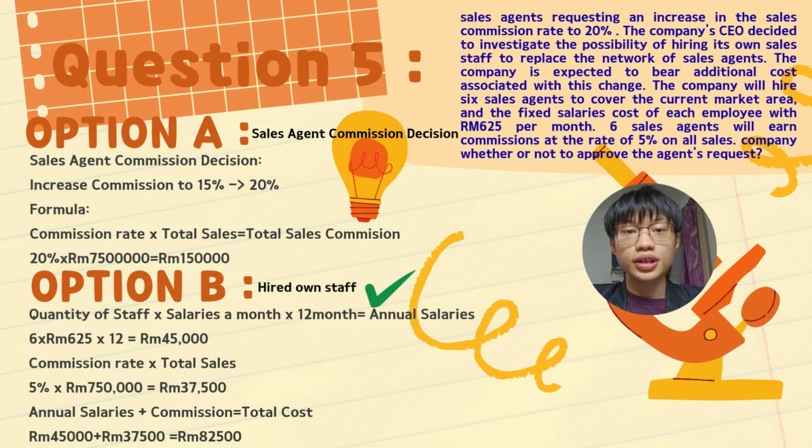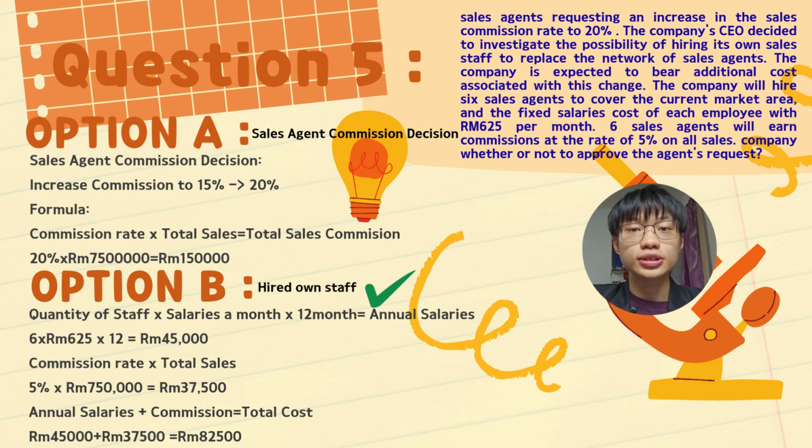For question 5, the company has two options: whether or not to approve the agent's request. For option A, the company considers approving the sales agent's request to increase the commission rate from 15% to 20% based on current sales of RM750,000. The total sales commission will be 20% multiplied by the total sales, which is RM150,000. This cost is fully variable and will increase if sales increase.